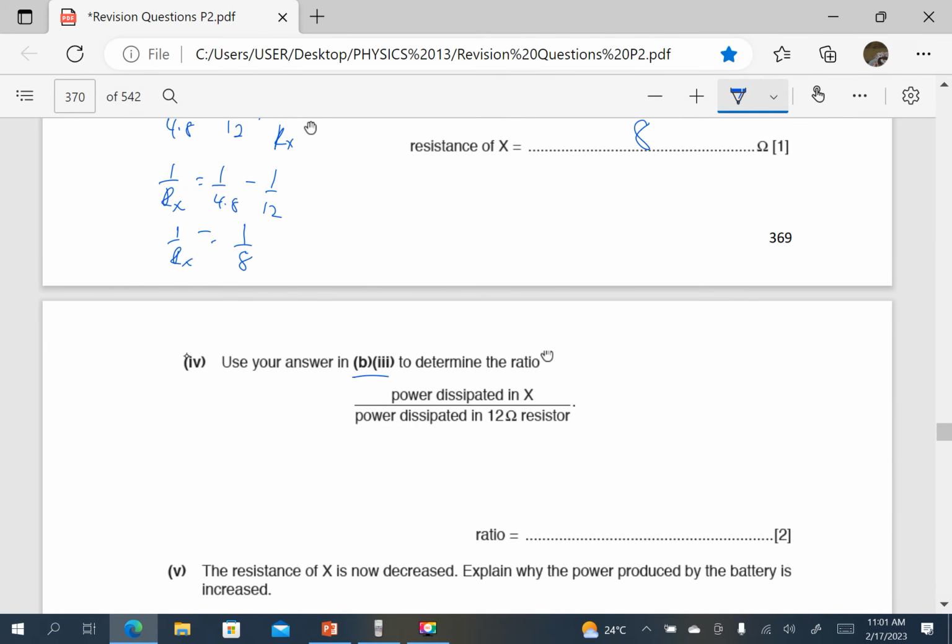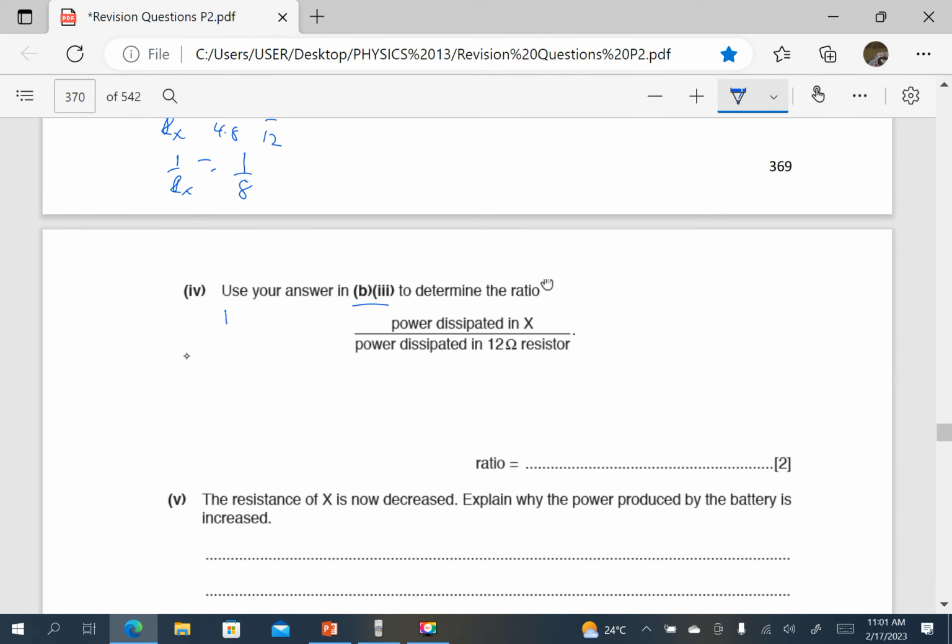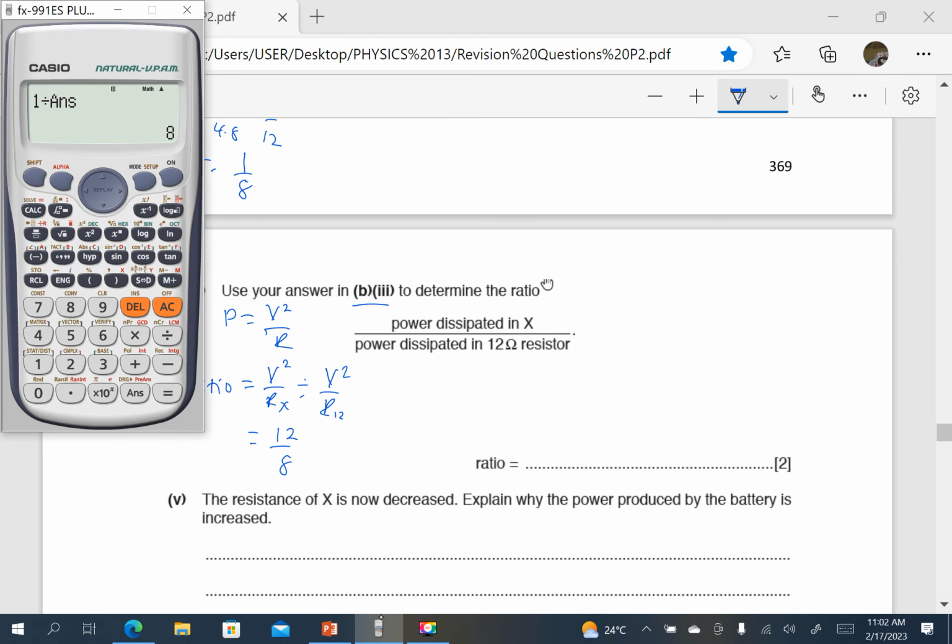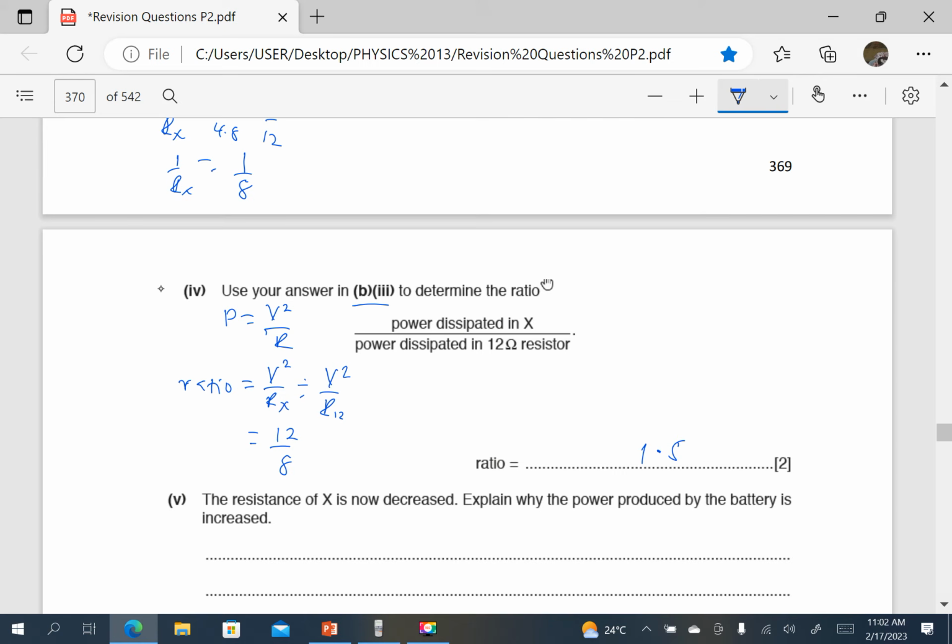Use your answer in B Roman 3 to determine the ratio of power dissipated in X over power dissipated in the 12 ohm resistor. So power dissipated in any resistor is equal to the PD squared across the resistor divided by the resistance of that resistor. Because they're in parallel, V is the same. So the ratio will be equal to PD squared over resistance of X divided by PD squared over resistance of 12 ohms. So V cancels, resistance of 12 ohms goes up. So it is 12 divided by resistance of X, which is 8. So it is 12 divided by 8, which is 3 over 2, which is 1.5. So the ratio is 1.5.